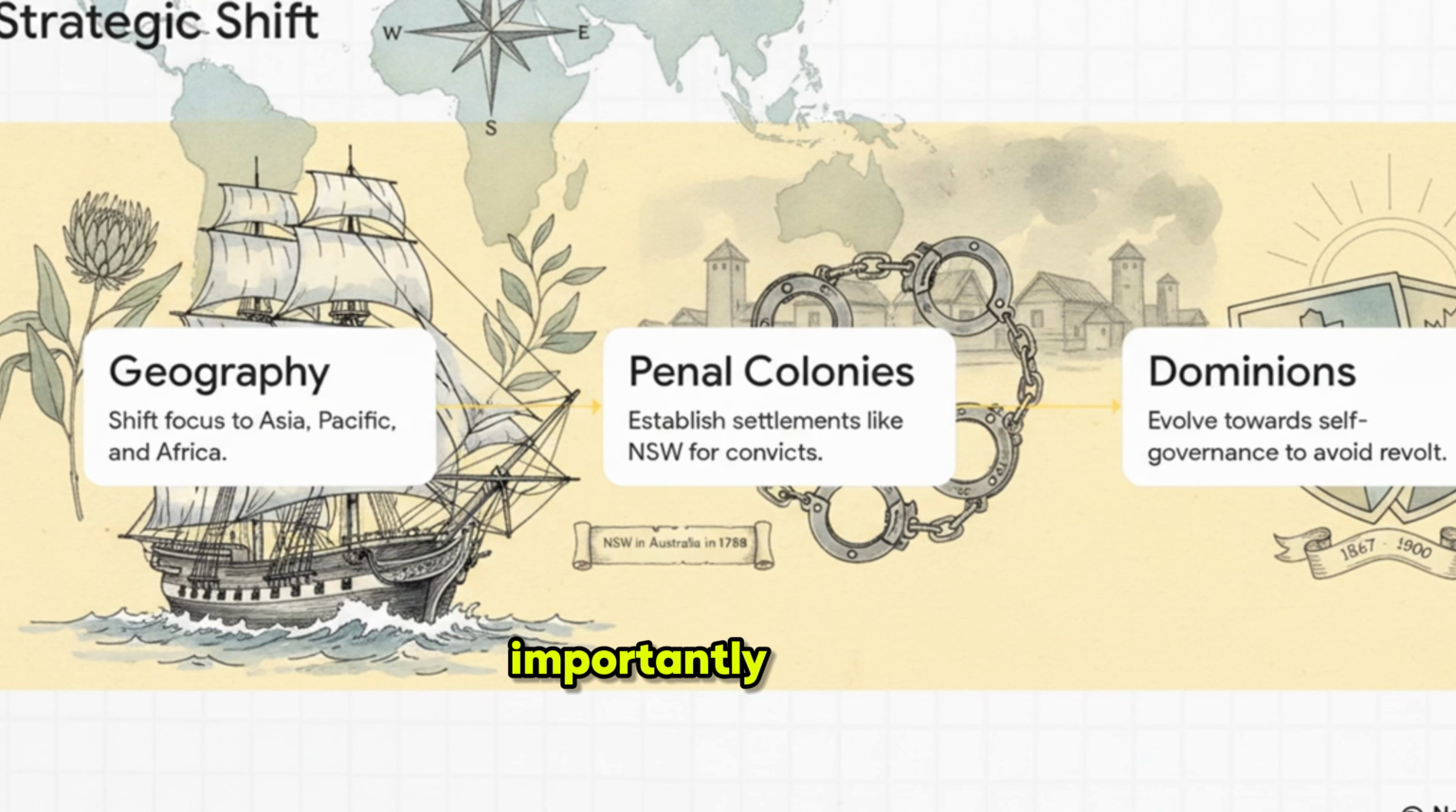And maybe most importantly, having learned a really bitter lesson about taxation, representation, and revolution, administrators actually started evolving their governance models. They slowly began granting self-governance to predominantly white settler colonies. This formed dominions like Canada in 1867 and Australia in 1900, which was basically a strategy to ensure loyalty without using the heavy hand of direct rule.